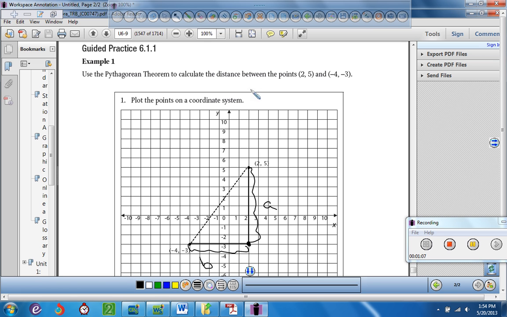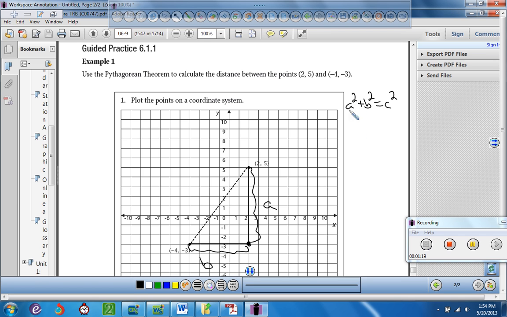Now remember with the Pythagorean Theorem that it's A squared plus B squared is equal to C squared. Now it really doesn't matter which one we call A or B as long as it's not the hypotenuse. Now to find this, we're going to find the distance between these 2 points. We find the change in y and take the absolute value of it. So remember, we get distance by subtracting, and then distance has to be positive, so we take the absolute value.